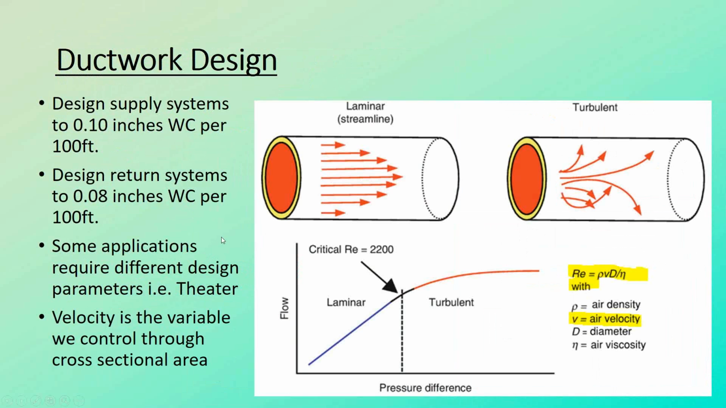Some applications, like a theater, require a very low air velocity. And so what we want to do when we're designing is we want to keep it in this laminar region. The air flows way better in this type of profile. That's controlled by a Reynolds number, which is this formula right over here. And we can control the diameter of the ductwork. And that helps us keep the velocities down and keep the flow laminar.